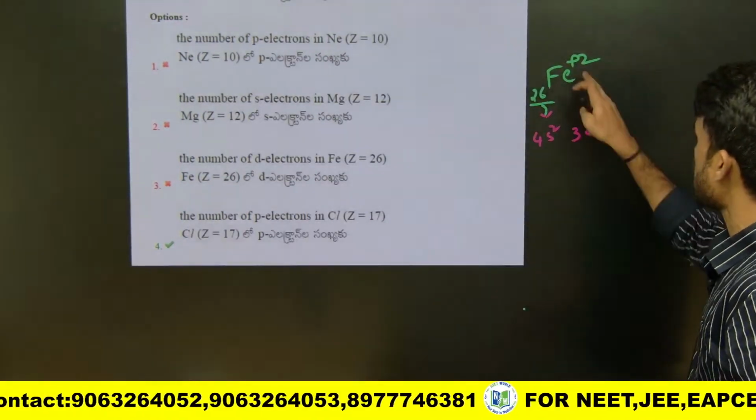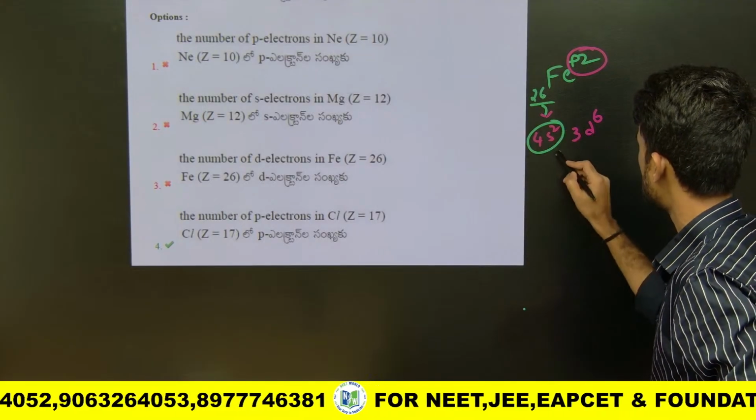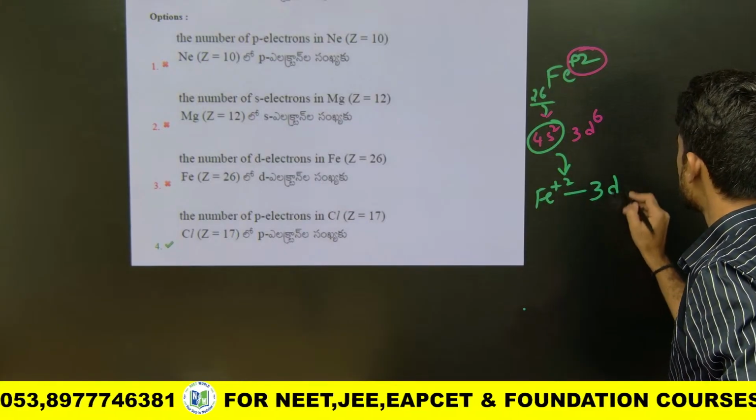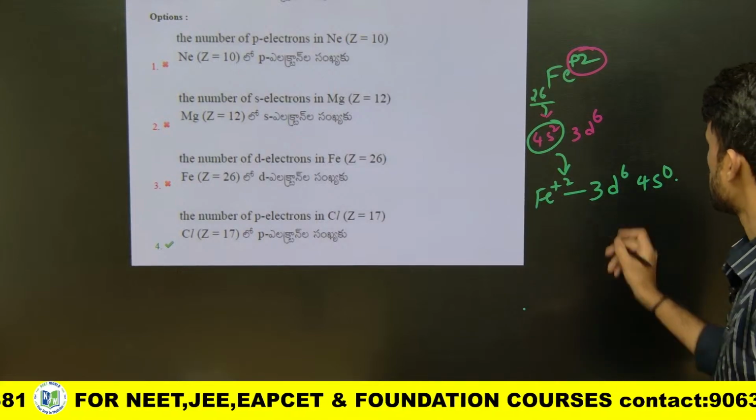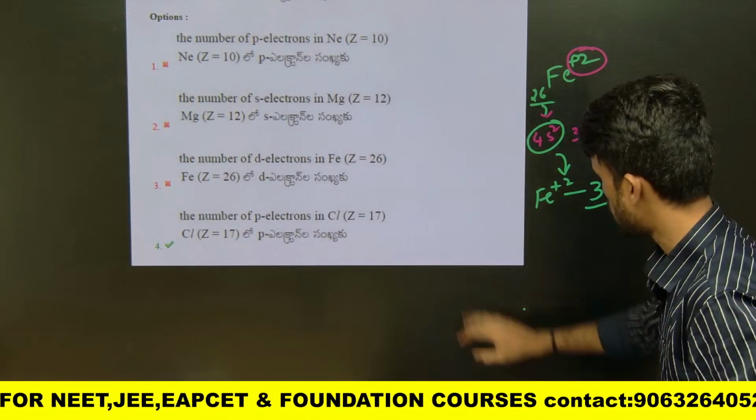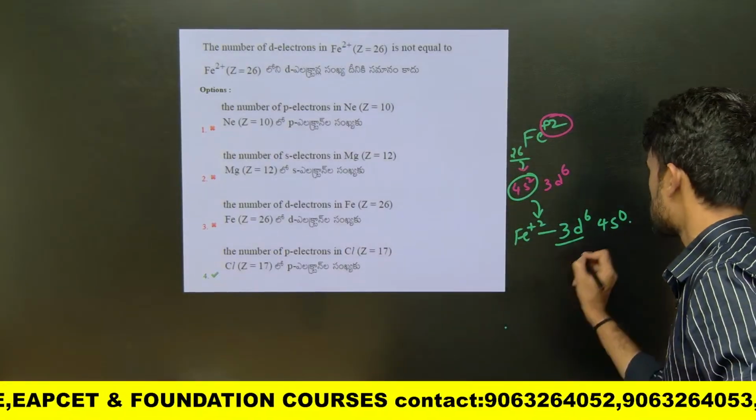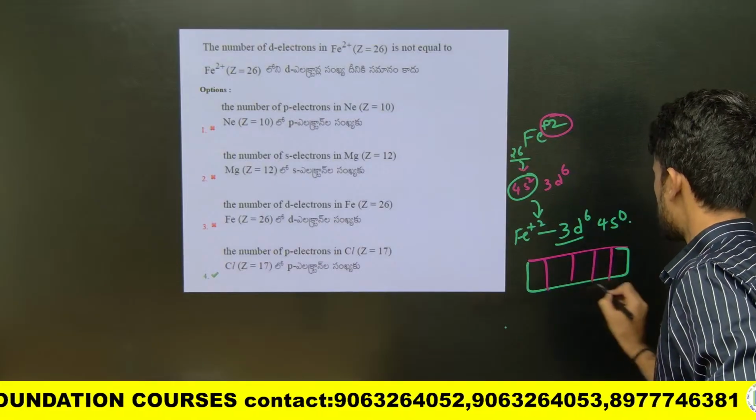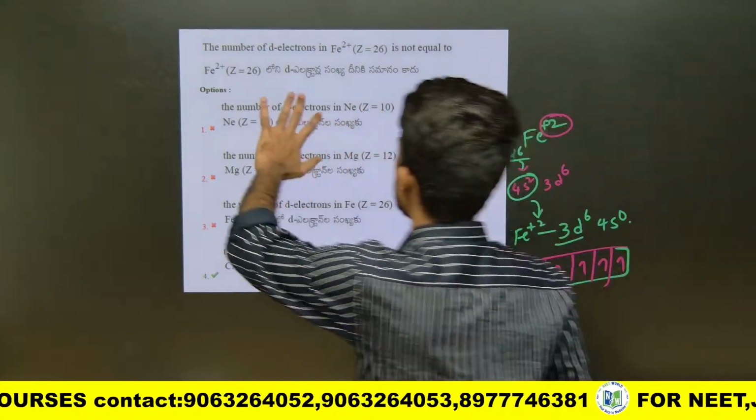Here it is an ion, so plus 2 charge means remove 2 electrons. So remove 2 electrons from here so that we get Fe plus 2, which means 3d6, 4s0. So this is the electronic configuration we have now. They are asking just the number of d electrons here, d6, that's it. If they ask for unpaired electrons also, you can answer it. Okay, they are asking for the number of d electrons.